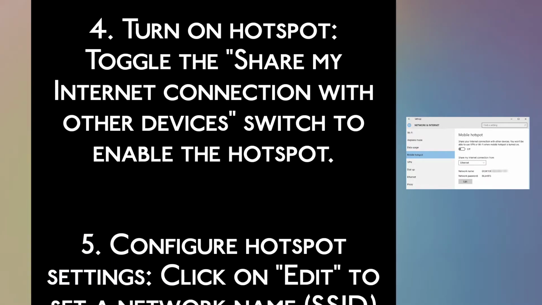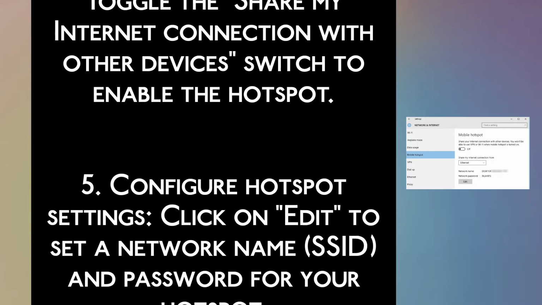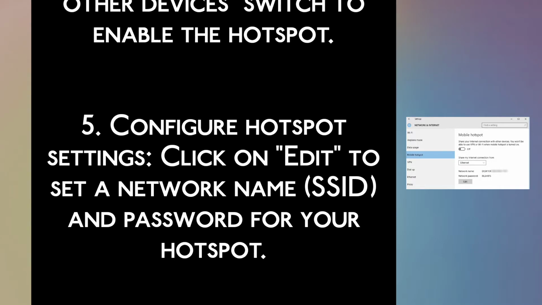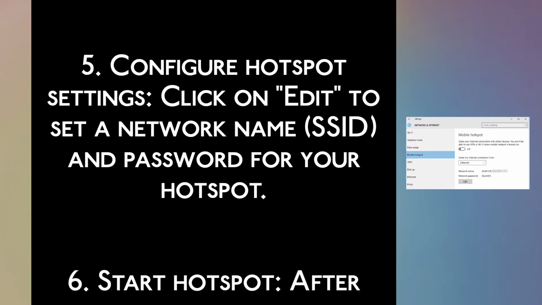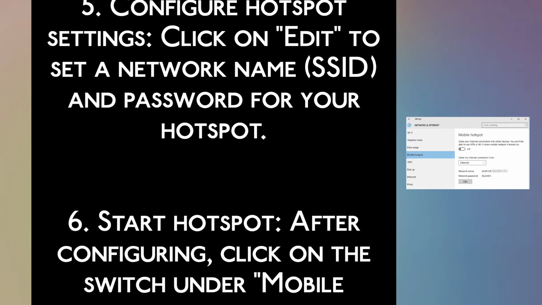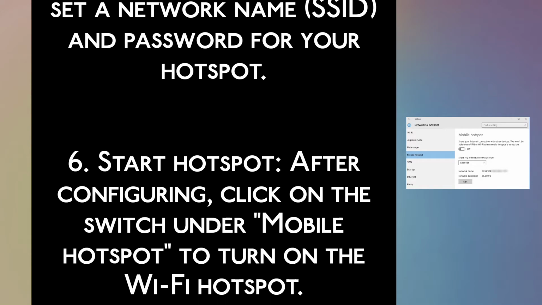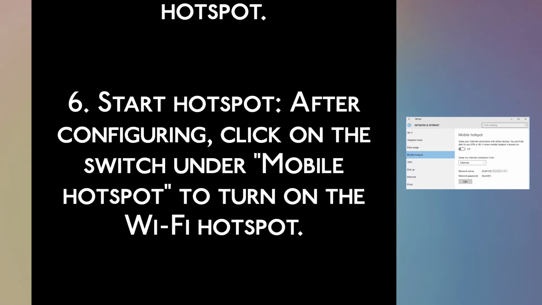Step 5. Configure hotspot settings. Click on Edit to set a network name and password for your hotspot. Step 6. Start hotspot. After configuring, click on the switch under Mobile Hotspot to turn on the Wi-Fi hotspot.